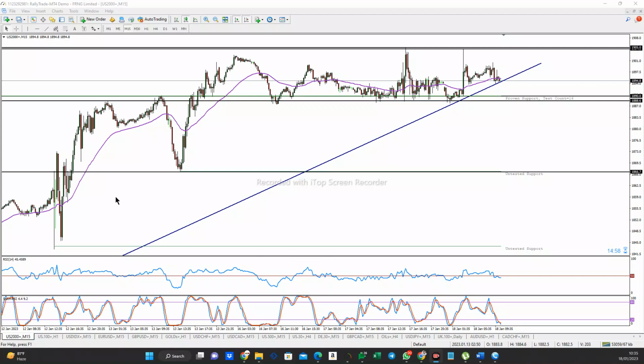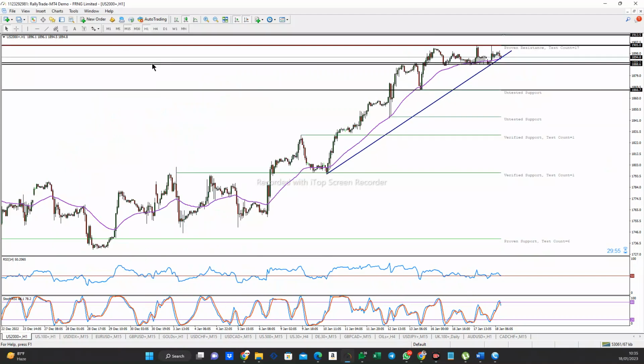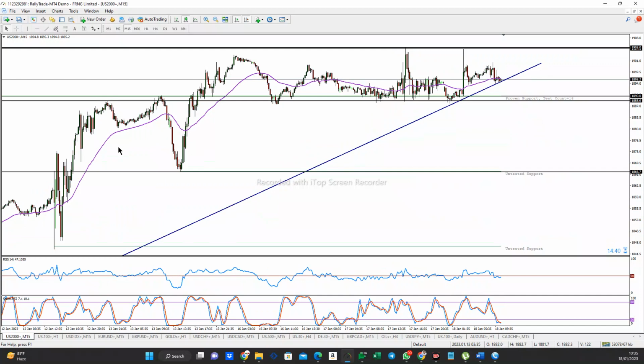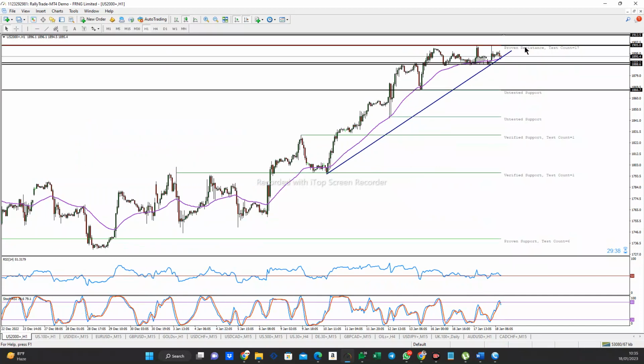So we'll be looking at US 2000 this morning. US 2000, from what we can clearly see, is on an uptrend at this very moment. In an uptrend, what you'll be looking to do is to buy, right? But from our 1 hour time frame, we can clearly see that there's a proven resistance here.